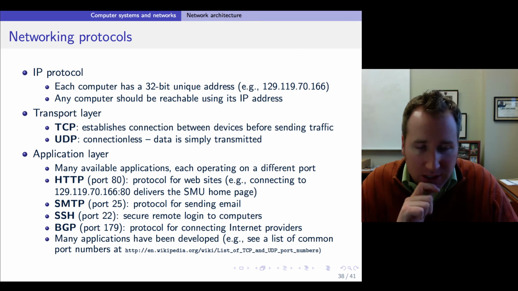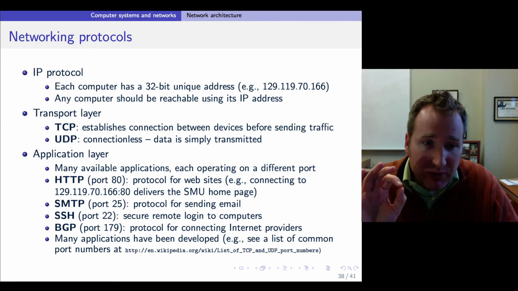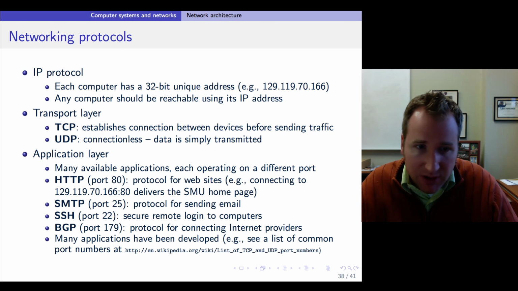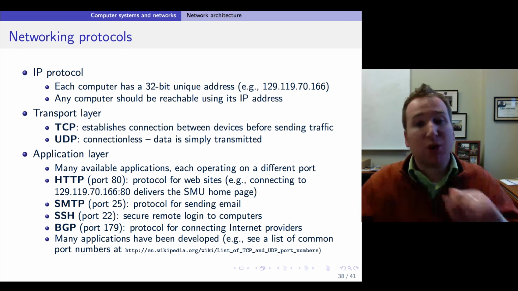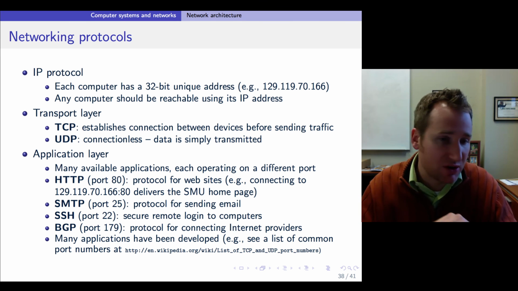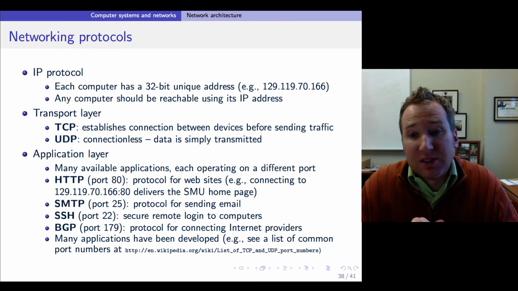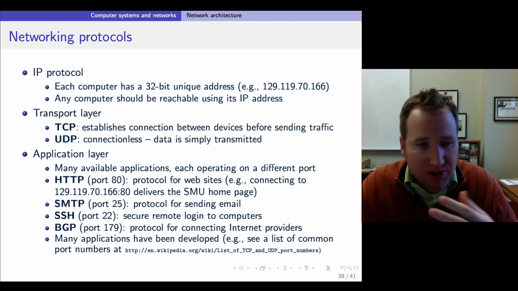At the transport layer, you have TCP, which establishes a connection between devices for sending traffic, and UDP, by contrast, is connectionless. Their data just gets pushed over that transport layer, and if the connection doesn't go through, it doesn't care. It just keeps going. It just gets discarded. And then at the application layer, we have lots of different ones.